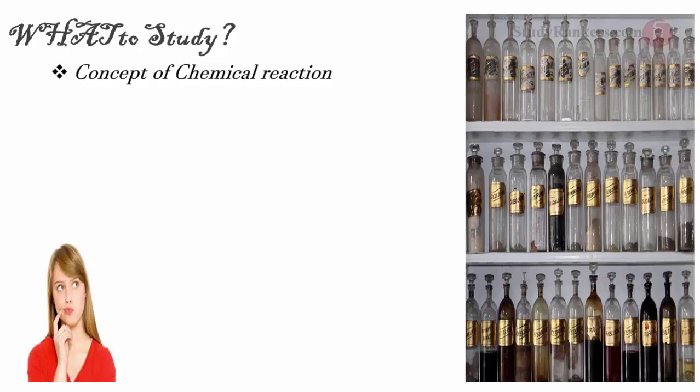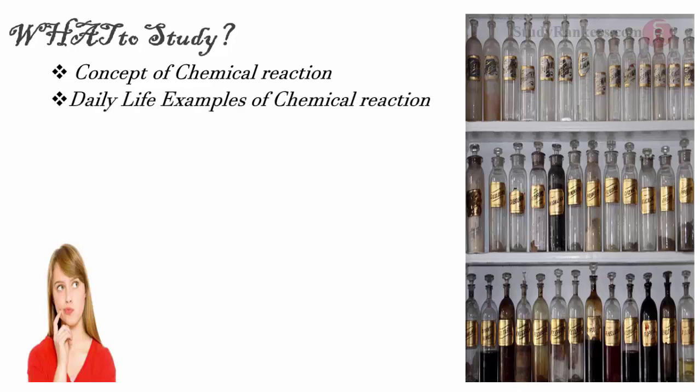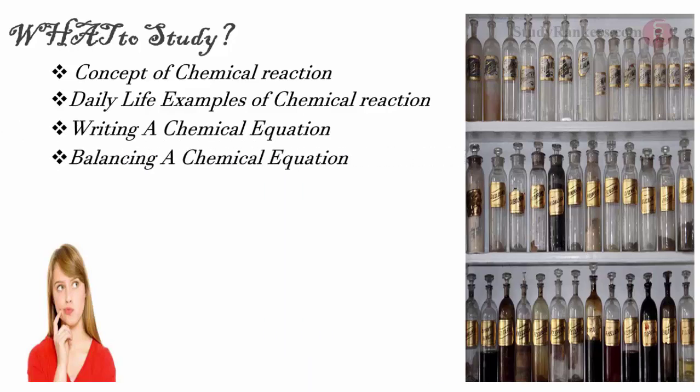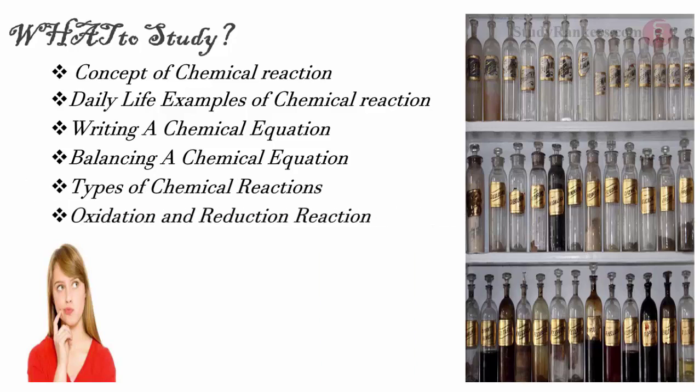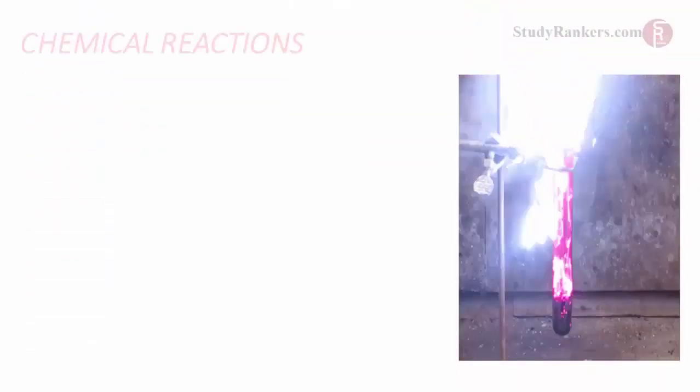First, we will be introduced to chemical reaction. Then, we will see some daily life examples of chemical reaction. Also, we will know how to write a chemical equation and balance it. We will discuss types of chemical reaction. After that, we will learn about oxidation and reduction reaction. So let's begin with the chapter.